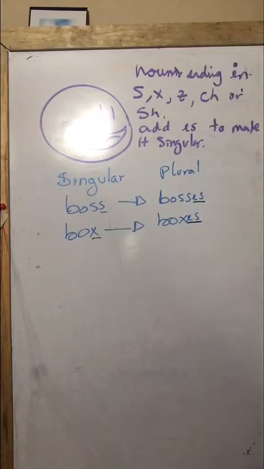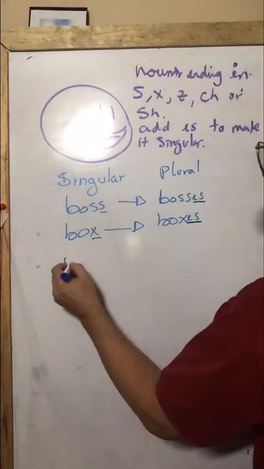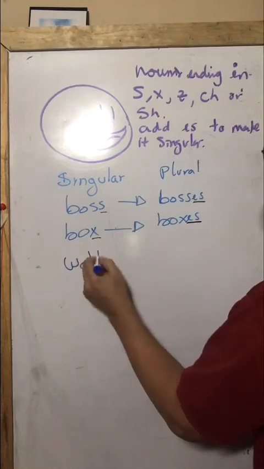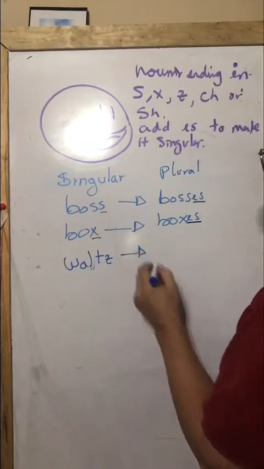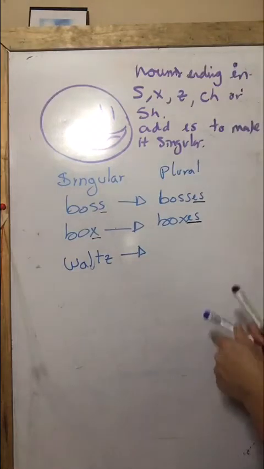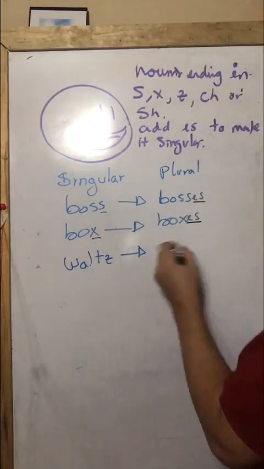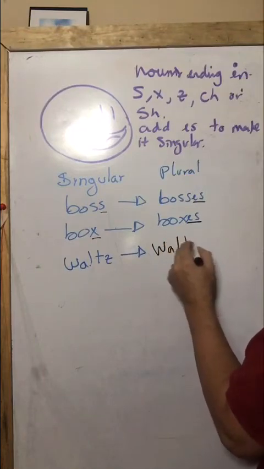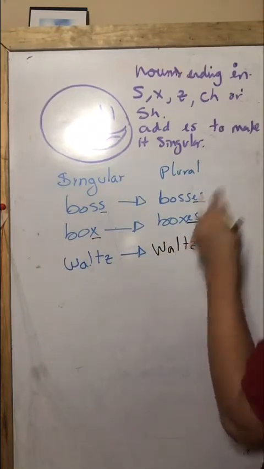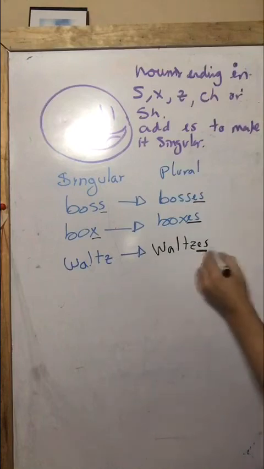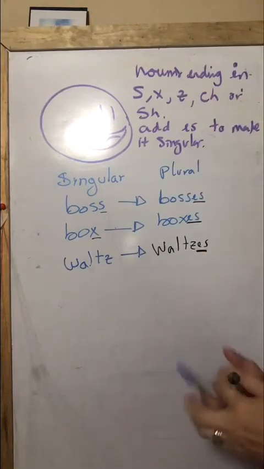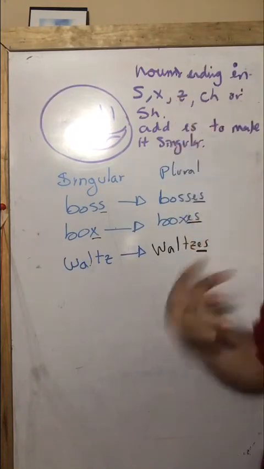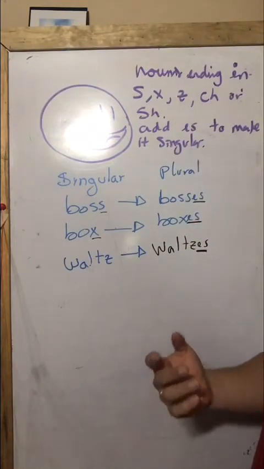Another example could be waltz. This is a kind of dance. Specifically, if I'm not incorrect, it is the dance that the Beauty and the Beast have in the movie. As you can see, you just have to change the ending of them and add ES if they follow these criteria. Now there are obviously other rules.